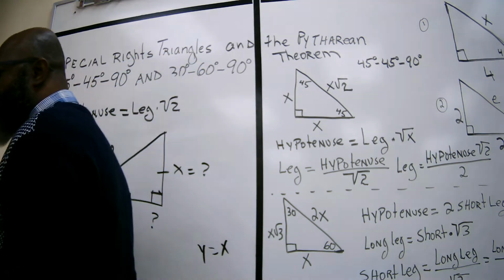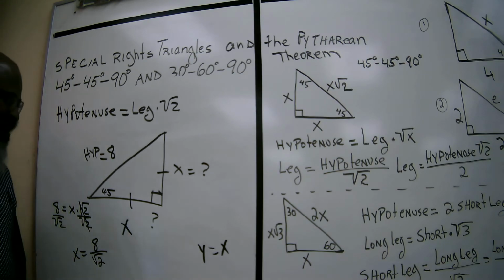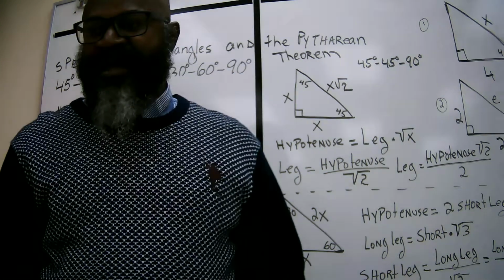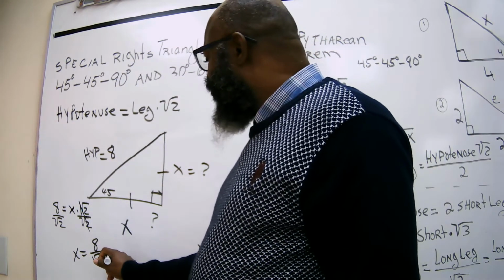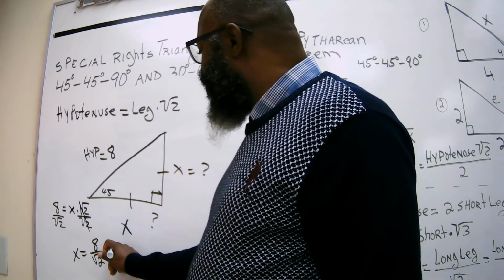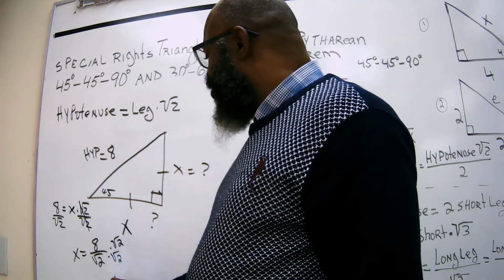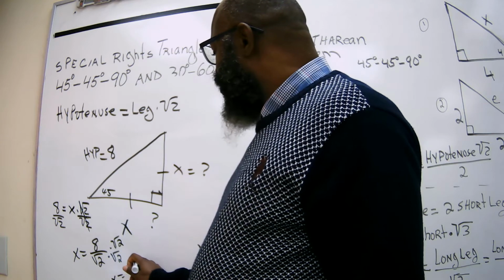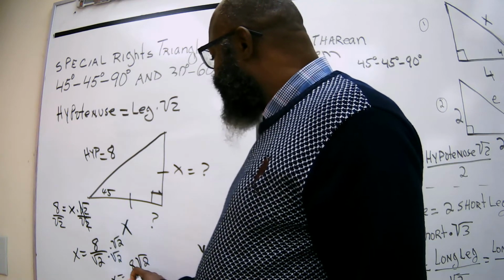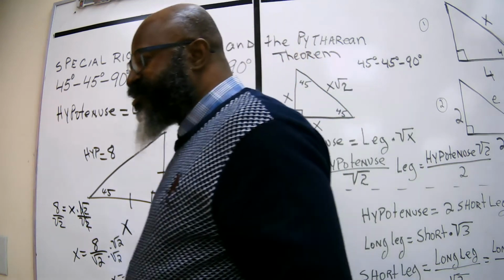However, you cannot have a square root of 2 as your denominator. You have to rationalize your denominator by getting rid of that square root. Therefore, you have to multiply this by square root of 2. If you multiply your denominator by square root of 2, you have to multiply your numerator by square root of 2. Then you will end up with 8 square root of 2 over square root of 4. Square root of 4 is 2. Now this is your solution.